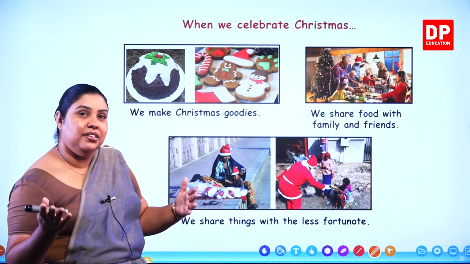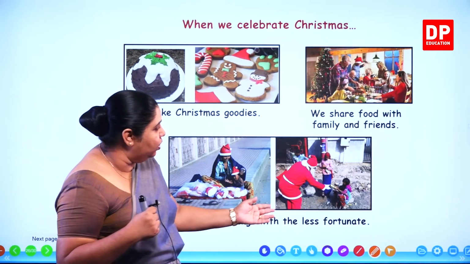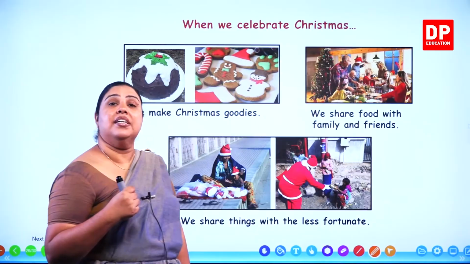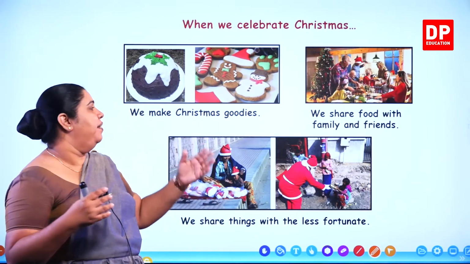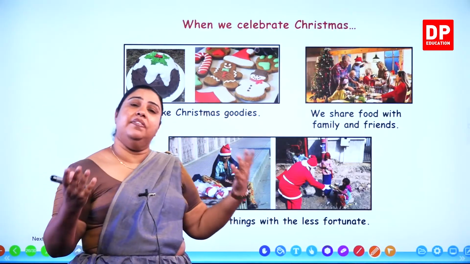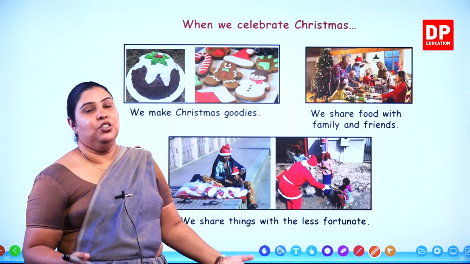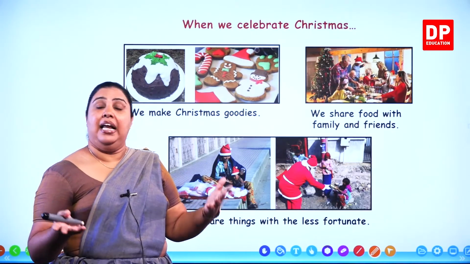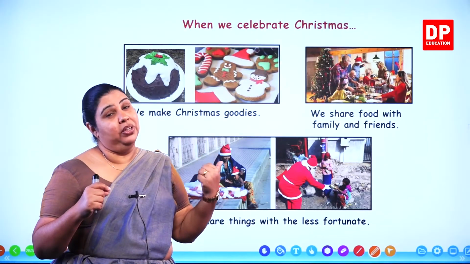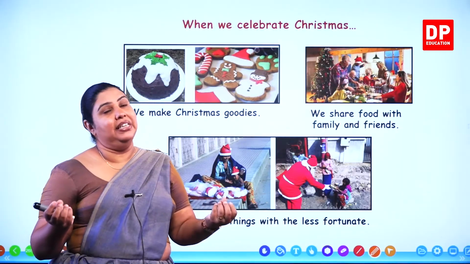So Christians remember that they share things with poor people. Even Santa Claus goes to the poor children's houses and distributes gifts. So while we enjoy having cookies and goodies and the gifts and all that, we have to think of the people who don't have as well. So Christmas is a time that you share with your friends, like the way we do on Thai Pongal Day and on Ramadan. You can share whatever little way that you can.